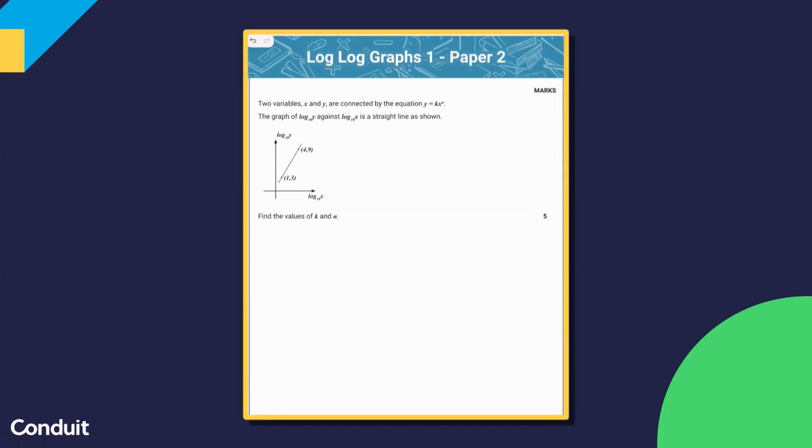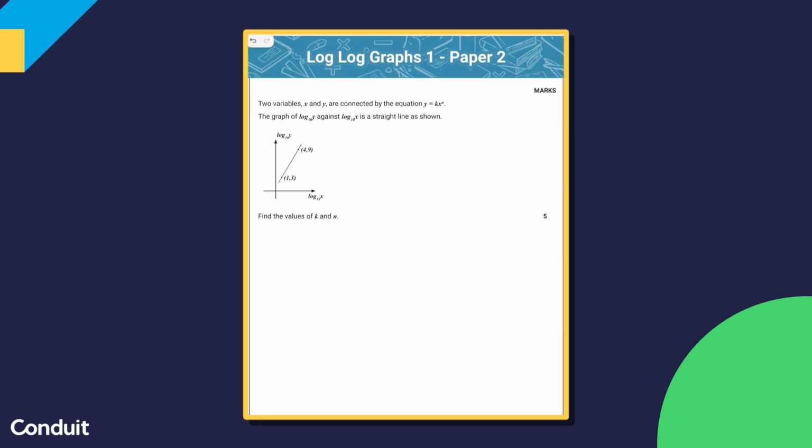Let's take a look at this question. We're told that y equals kx to the power of n, and we're given a graph of log to the base 10 of y against log to the base 10 of x. This is a log-log graph question. The key idea here is that we take logs to turn this into a straight line, and we're going to use that to help us.